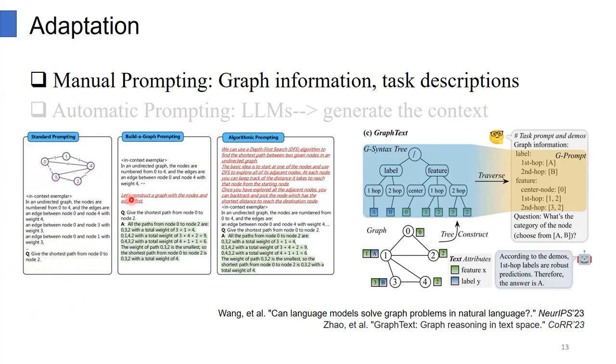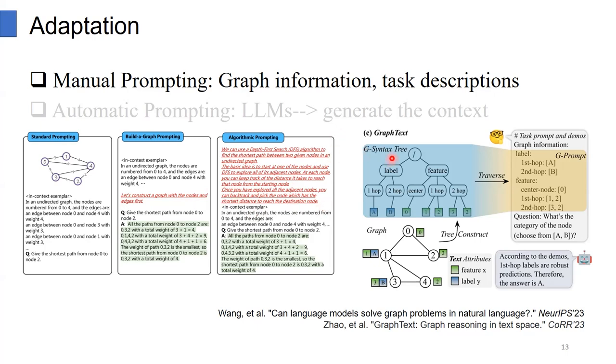But this might not be effective, so you may add additional information to prompt the model. For example, you can say, let's construct a graph with nodes and edges first. By adding this prompt, the large language model can kind of understand. It's also related to chain of thought. They will try to internally build a graph and then answer the question. But this might not be enough, so you can also give more detailed algorithm prompting. For example, you can say that perhaps you can use depth-first search, or some other algorithm to find the shortest path. By designing these descriptions, we can make better prompts to allow the pre-trained language model to answer the graph questions better.